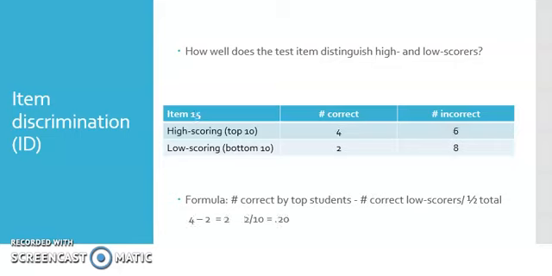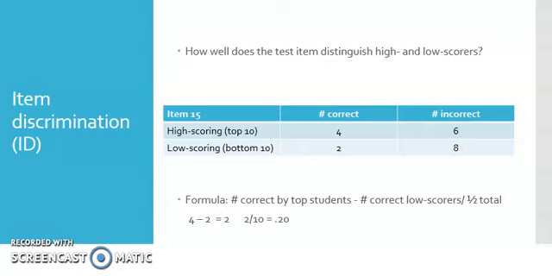Now let's look at this example. What if on item 15, only 4 of the top 10 students got it correct, and 6 of the top 10, the students who were the top scorers, got it incorrect, and of the low scoring, the bottom 10 students on this exam, only 2 did get it correct and 8 got it incorrect. If we do the formula, we see that it has an item discrimination of only 0.20.